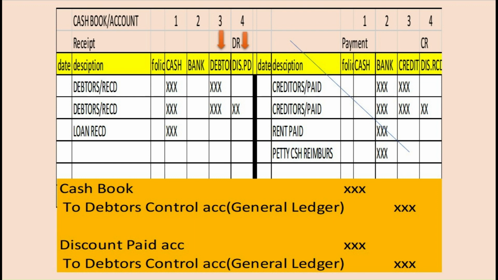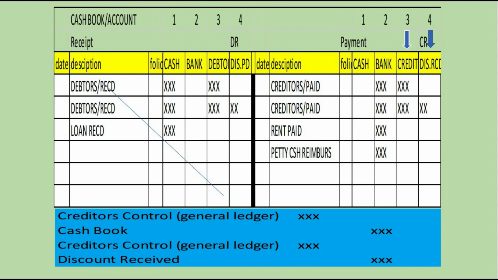Dear students, let's look at how other entries into control accounts are made. For this purpose, the cash book has to be specially designed. Ideally, a 4-column cash book. Please note, columns 3 and 4 are made to facilitate control accounts. On the debit side, column 3 is for payments received from customers. As you note, first it is entered in column 1 and then extended to column 3. In case of discount paid, column 4 is used. Then columns 3 and 4 are totaled and will be posted to the credit side of the debtors' control account in the general ledger.